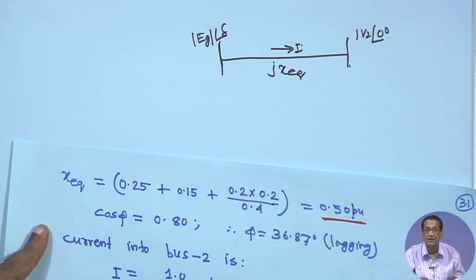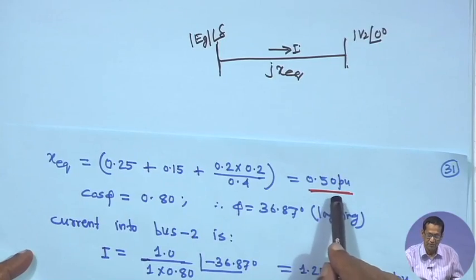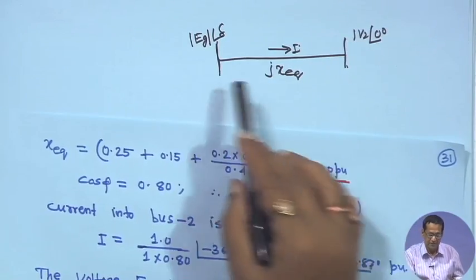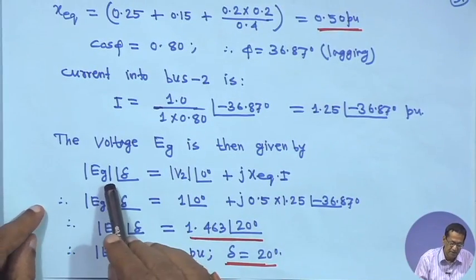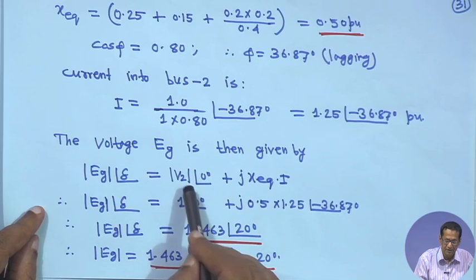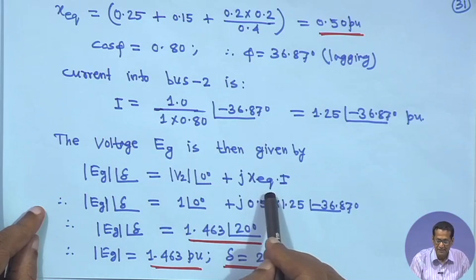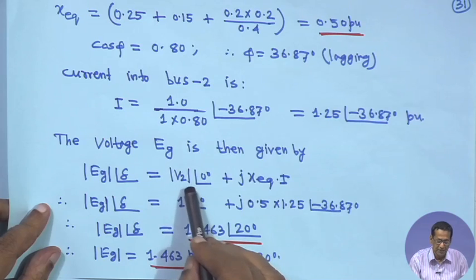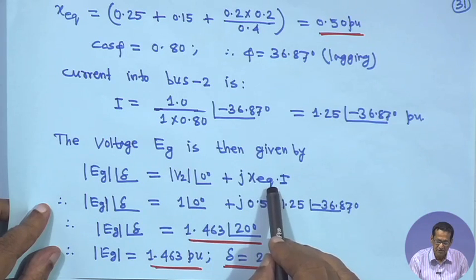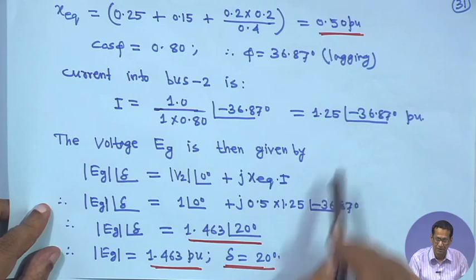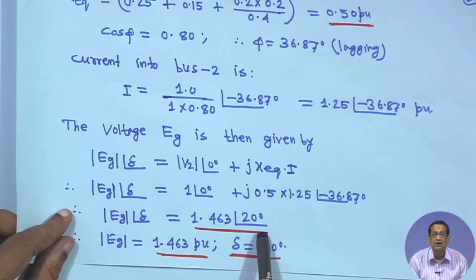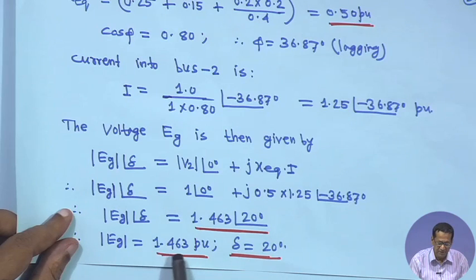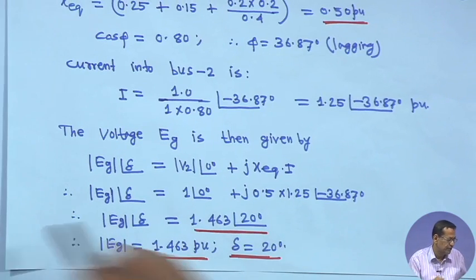So, that is the equivalent circuit if we do like this, because x q, x e q we have got 0.5 here. This way the current I also computed, right. This way if you make it, then magnitude E g angle delta, you can write magnitude V 2 angle 0 degree plus j x e q into I. But we know that magnitude V 2 is 1 and x e q we got 0.5 and I also you have got this value. If you put it, you will get magnitude E g angle delta is equal to 1.463 angle 20 degree. Therefore, voltage magnitude E g is 1.463 per unit and delta is equal to 20 degree.